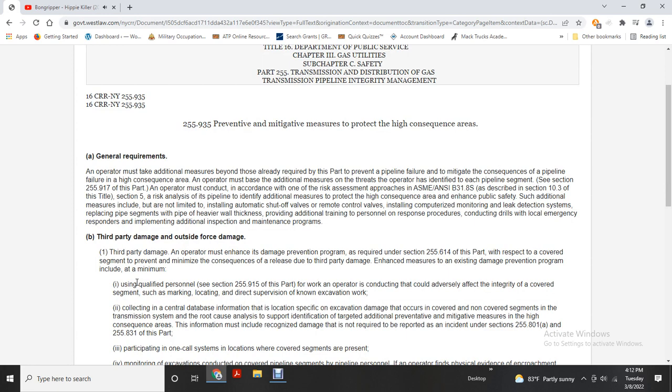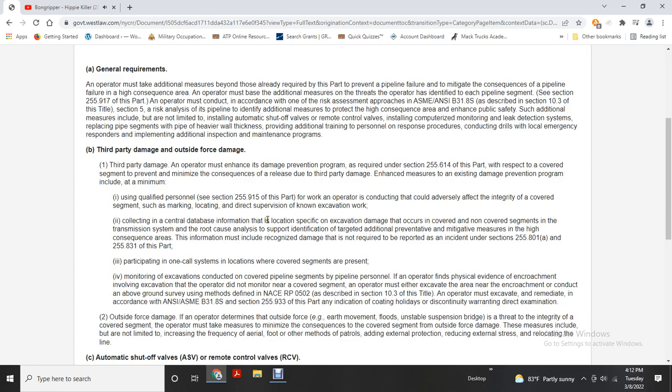An operator may conduct this in accordance with the risk assessment in ASME B31.8S, Section 5, of the risk analysis of the pipeline, identifying additional measures to protect the high consequence area for enhanced public safety. Additional measures include, but are not limited to, installing automatic shut-off valves, remote control valves, installing computerized monitoring and leak detection systems, replacing pipeline segments with heavier wall thickness pipe, providing additional training to personnel responsible, conducting drills with local emergency responders, and implementing additional inspection and maintenance programs.